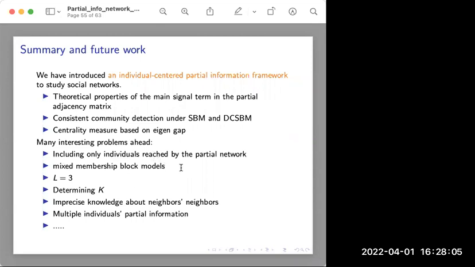We can also consider the mixed membership block model. On top of degree correction, we can consider the case L equals 3. We haven't really talked about how to select K. We assume K is always known in the current analysis. We can also try to introduce some noise in my second layer of edges, since maybe I'm not so confident about the connections between my neighbors and their neighbors. And we can also try to combine information from multiple individual partial information networks. And the list goes on.